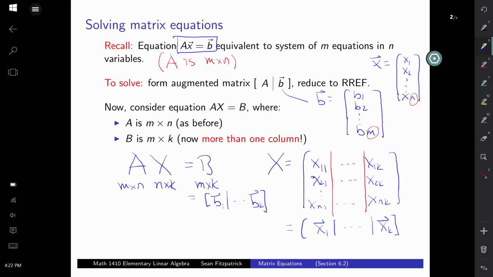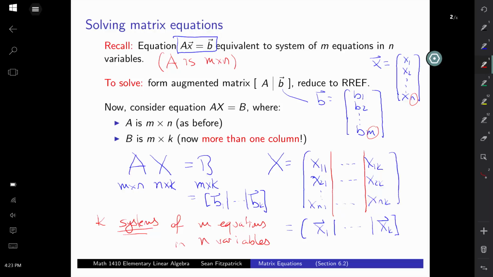And so one of the ways to think of this, and this is how we will think about it, is that before we had one system of m equations in n variables, and what we get now is k systems of m equations in n variables. So that sounds like an awful lot of work. Now, instead of having to solve a single system of equations, we're solving k systems of equations.